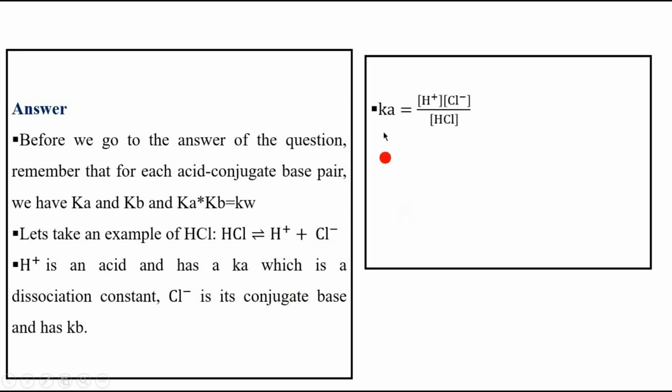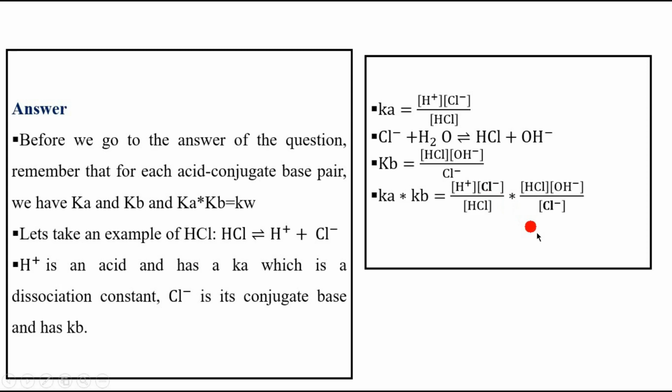Let's see what will be the Ka. Ka will be equal to H plus times chloride over HCl. That's the Ka. And remember the chloride, because it will behave as a base, it will attract the hydrogen from the water and it will produce hydroxide. So its Kb will be equal to HCl times hydroxide over chloride negative. Then if you take Ka times Kb, we will see that this one is the same as this one, and this one the same as this one.